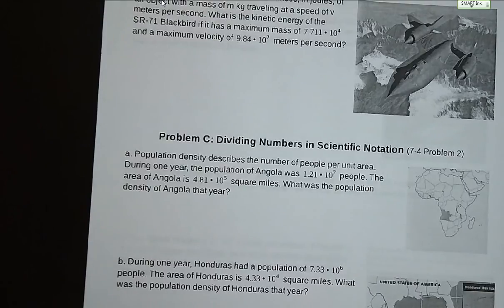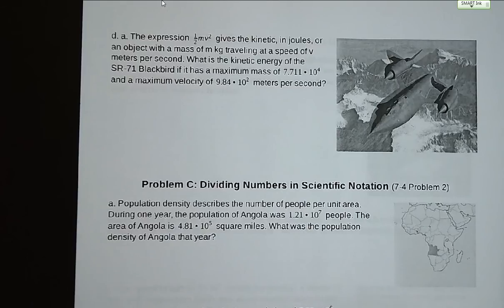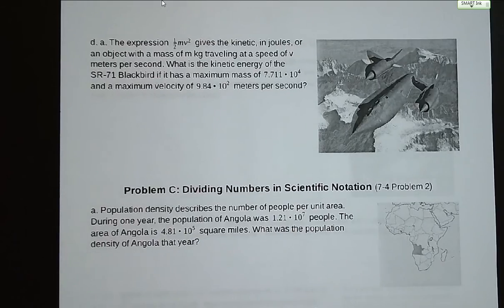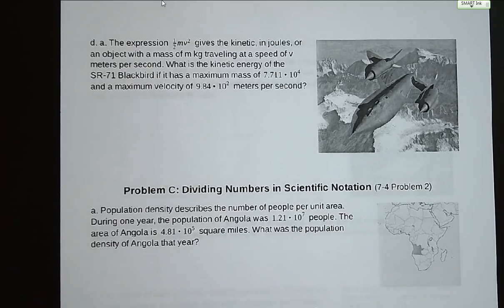Next up, we have the expression 1/2 mv squared gives the kinetic energy in joules of an object with a mass, same as the last one. This time we're talking about the SR-71 Blackbird, which is, as of right now, still the fastest air-breathing aircraft ever. It started flying in the 1970s. It was declassified in the 90s, and it is currently retired. But we can still figure out what its kinetic energy was.